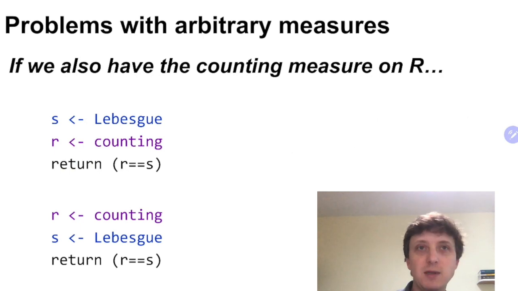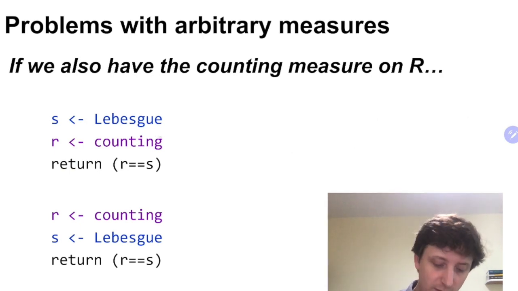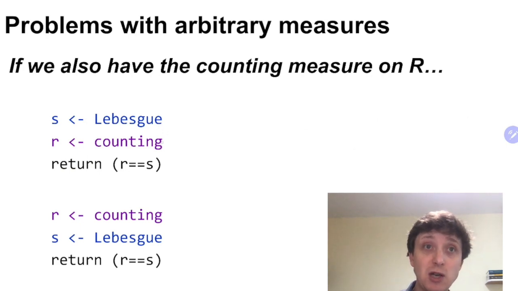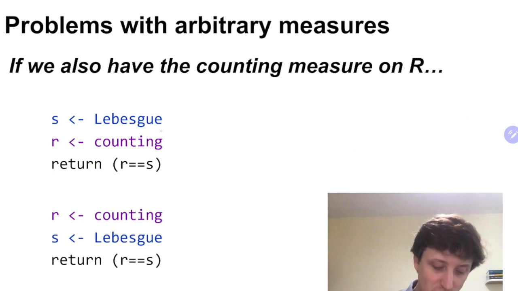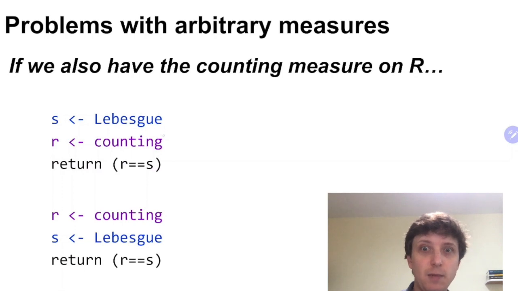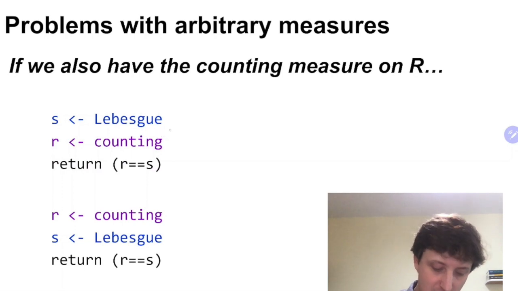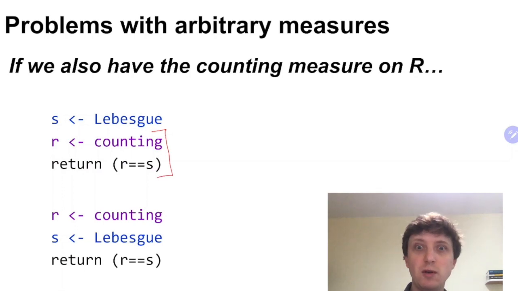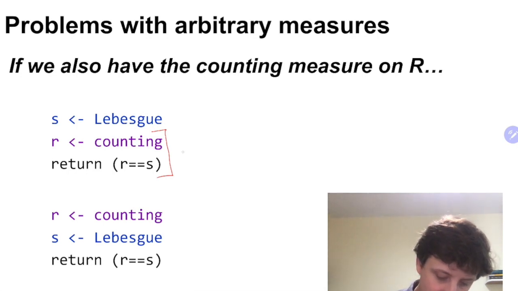Here I've written 2 programs and they're just the same but reordered. So in the first program I've said draw S from the Lebesgue measure, and then draw R from the counting measure and ask whether R is equal to S. Now, if I draw R from the counting measure and ask is R equal to S, the result is going to always be a distribution over true and false, which is always true. Okay? So I can always draw something from a counting measure to make R equal to S. It's counting the number of points in the set which are equal to S, and that's 1. Okay, so that's like a Dirac distribution at true.